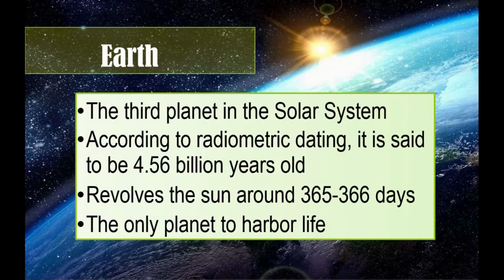Earth is the third planet in the solar system, and according to radiometric dating, it is said to be 4.56 billion years old. It revolves around the Sun in 365 to 366 days, and it is the only planet to harbor life. So you might be asking, why is it 365 to 366 days? 365 days is the normal number of days in a year, while 366 days is when there is a leap year. So these are a few of our info regarding our Earth.